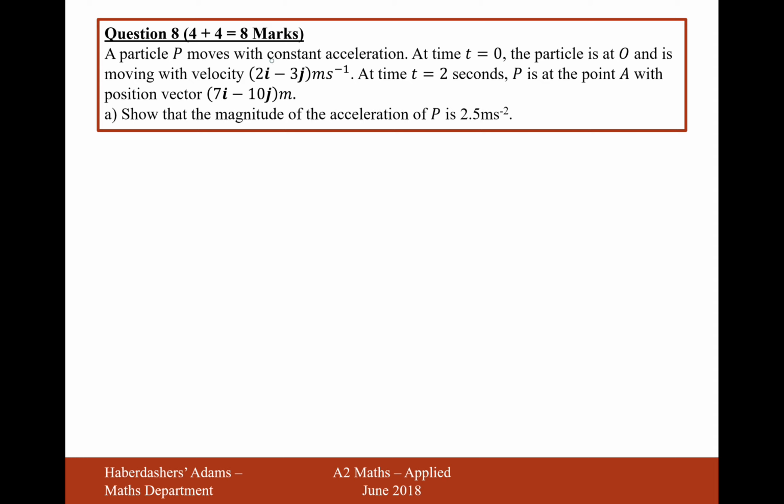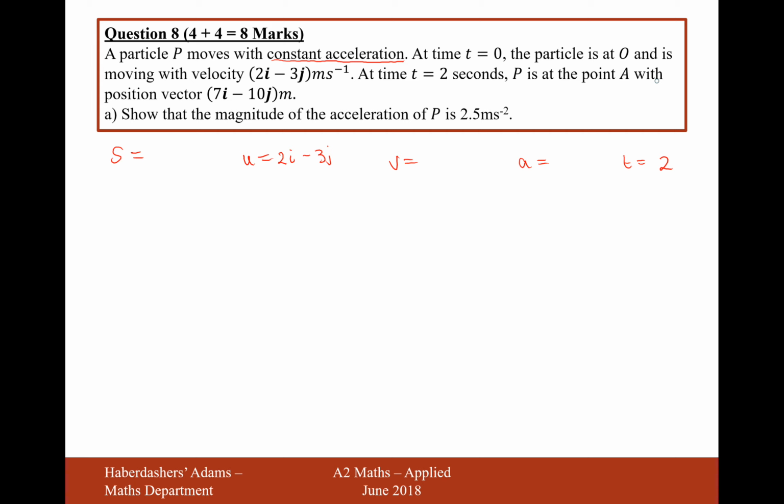Well, the clue in this question was right at the start: constant acceleration. So what that means is we can use any of our SUVAT formulas in this question. Let's have a think about what variables we do have. Do we have s, u, v, a, or t? So we have t is equal to 2. It starts at position O and is moving with velocity 2i minus 3j, so the initial velocity is 2i minus 3j.